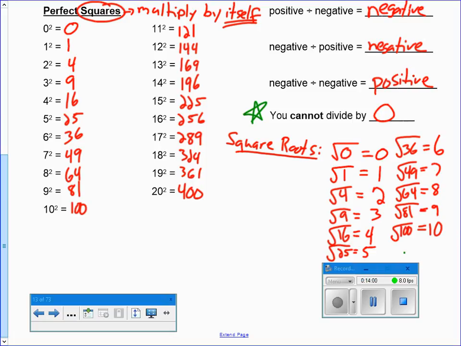Alright, so if you want to continue this pattern, you can keep going with all the numbers you have on the perfect squares list. I'll just give you an idea of what square roots is, so the forwards and backwards operations, so squaring and working back with square roots. So this sign right here, square root sign, is called a radical sign.